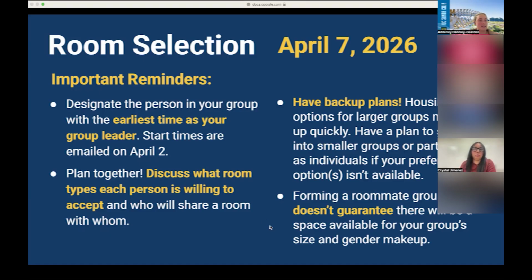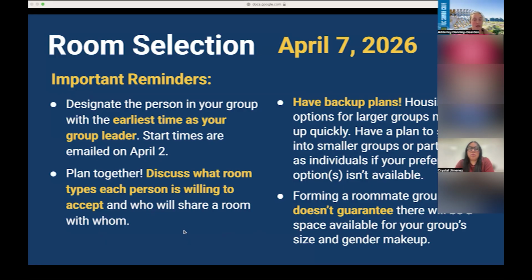And then planning together is a great idea. You want to discuss what room types each person is willing to accept and share who's going to share a room with who. This is something that, as a housing coordinator, I'm able to adjust after the fact if everybody in your apartment agrees. But of course, it would be great if you're able to assign everybody to the space that they would like immediately during room selection. But that's something you want to discuss, as well as being flexible depending on what space is available.